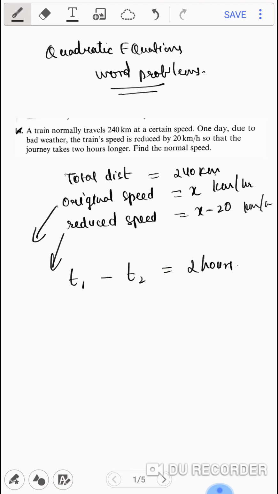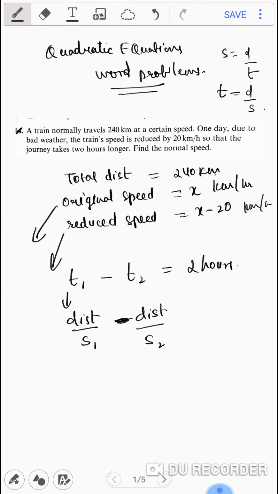So, we know that time is what? We know that speed is equal to distance upon time, and time is equal to distance upon speed. So if I want time 1, that will be distance upon speed. And what is time 2? Again the same distance upon speed. The distance will not change, the distance will be the same, but the speed has changed. Now the distance was 240, speed was x kilometer, and now the distance is 240 but the speed has reduced, that is x minus 20, and the difference is 2.